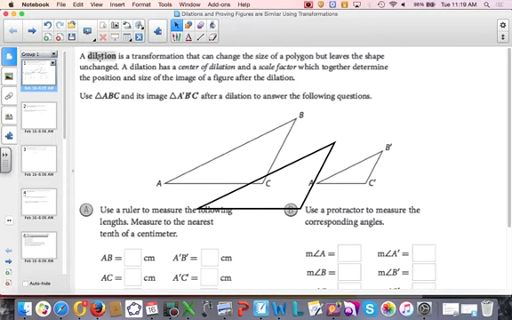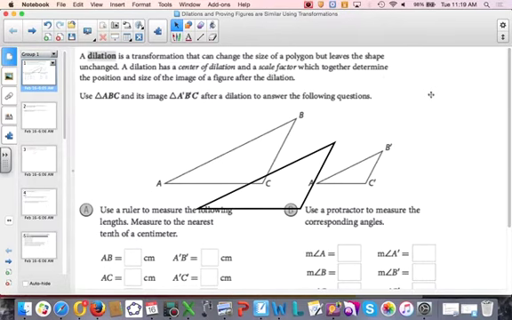So a dilation, you see here the definition, is a transformation. So we're talking about transformations again, but notice that it will change the size of the polygon, but it'll leave the shape unchanged. So when we're talking about a dilation, we have a center of its dilation and we have a scale factor.